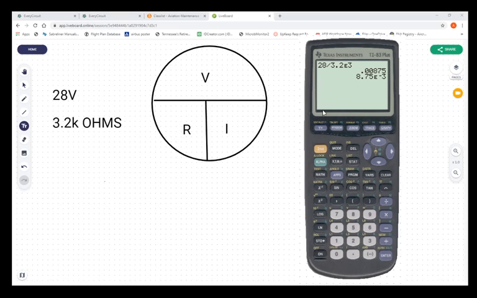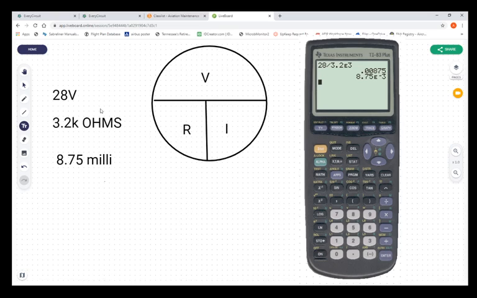Okay. Now, here's what we're going to do. Let's come over here and go ahead and account for our current value. And our current value was 8.75 milli. Okay. So I'm going to come over here and say 8.75. Lowercase, we'll go ahead and spell them all the way out.